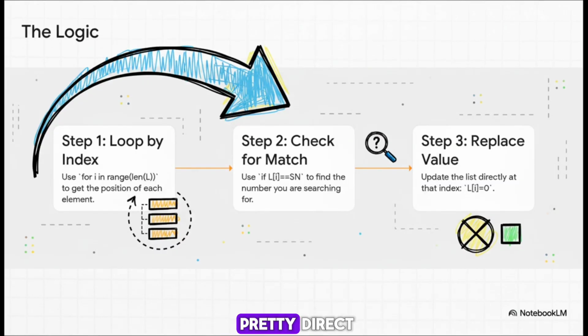So how do we think this through? Well, the logic is pretty direct. We have to go through the list, but, and this is the important part, we need the index. We can't just look at the elements, we need to know where they are so we can change them. That's why a for in range of len loop is our best friend here. At every position I, we just ask, hey, is the thing at this spot, L of I, the number we're hunting for? If yes, we overwrite it.